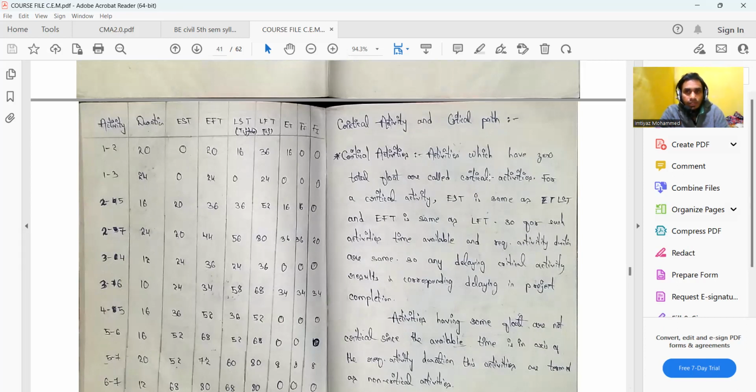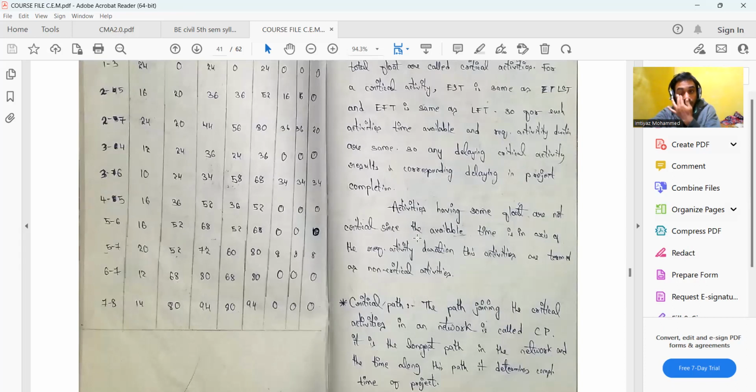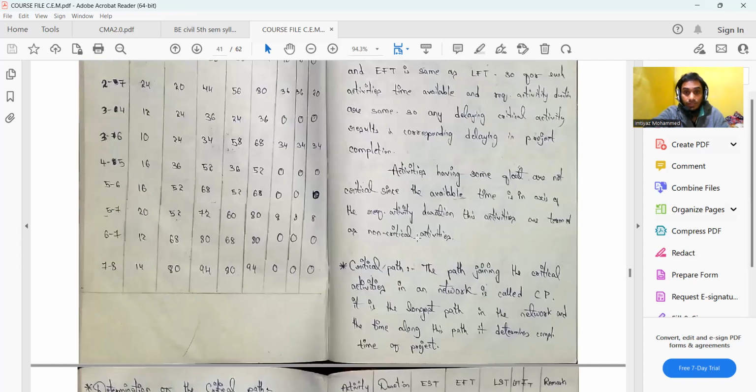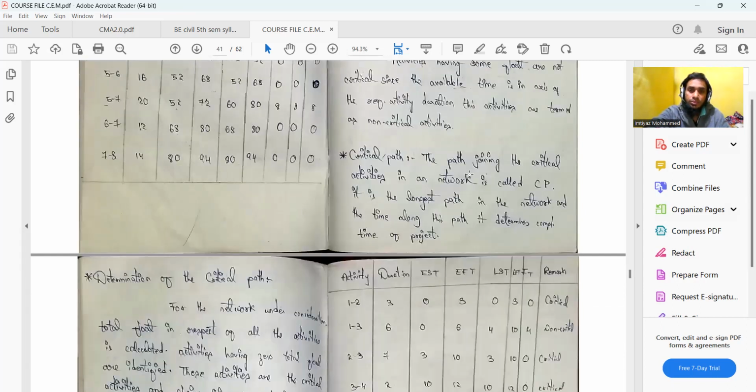As a general reminder, EST is earliest start time, EFT is earliest finish time, LST is latest start time, and LFT is latest finish time. So the time available and the required activity duration are the same for critical activities. In case critical activities are delayed, then the entire project gets delayed. That's why they are known as critical. Then you have the critical path, which is nothing but the path joining all the critical activities in a network.